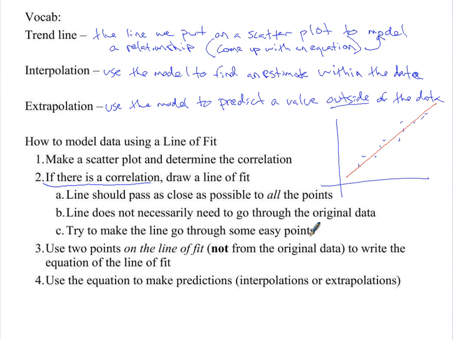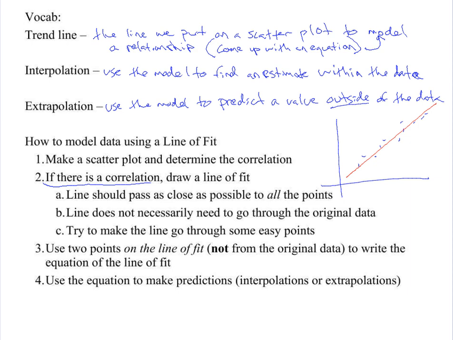And then finally, try to make the line go through some easy points. Now, I'm not saying make the line go through your data. I'm saying if you have a grid on here, which you will have a grid when you're trying to graph, try to make the line pass through a couple of easy points. And we said last time, when I was explaining how to draw a line when we were working on that project, that my dots should be, what, close together?